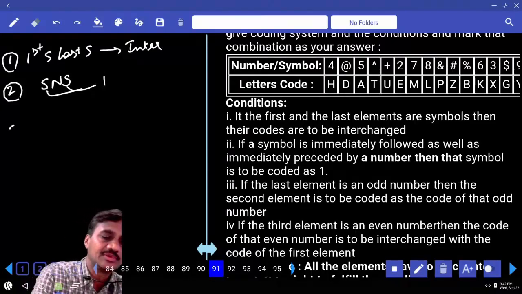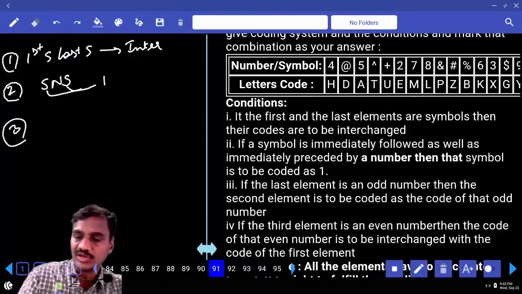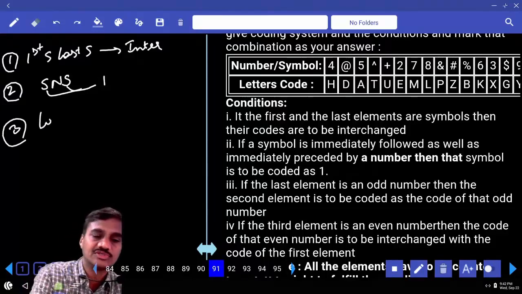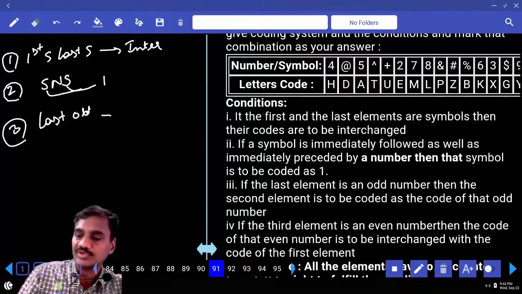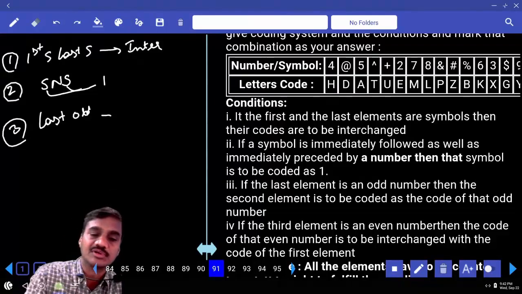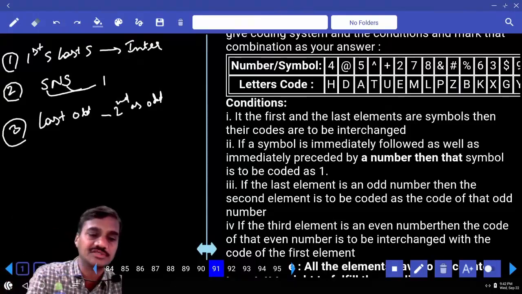Then coming to condition number 3. And if the last element is an odd digit, then the second element is to be coded as the code of that odd digit.